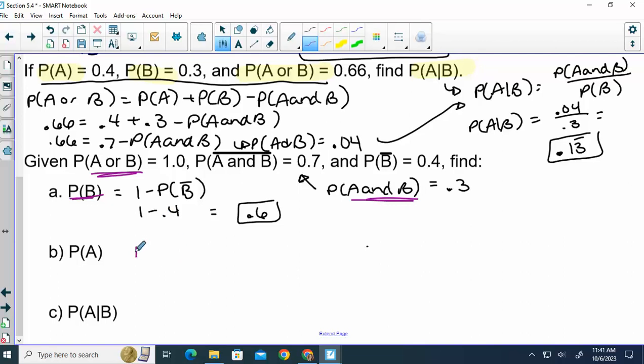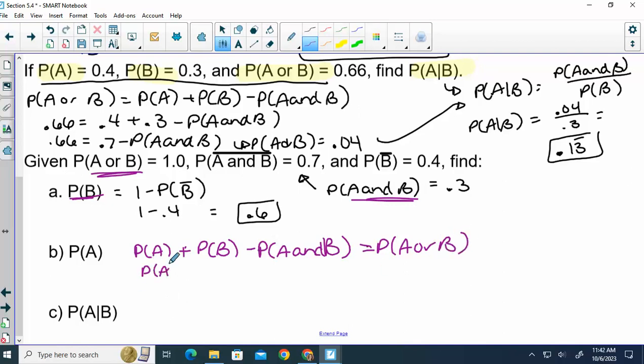So I could do probability of A plus probability of B minus probability of A and B. And that is the formula for A or B. Plug in what we have. Probability B is 0.6, A and B was 0.3, A or B was 1. Subtract that over, so the probability of A is 0.7.